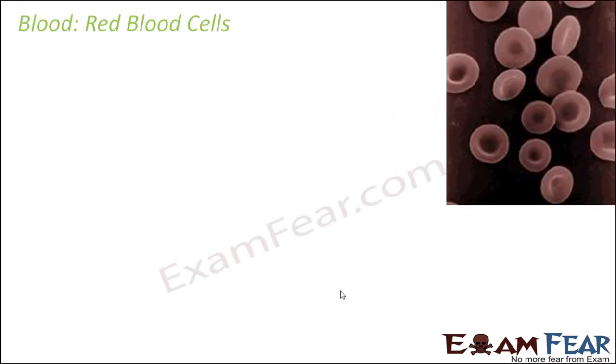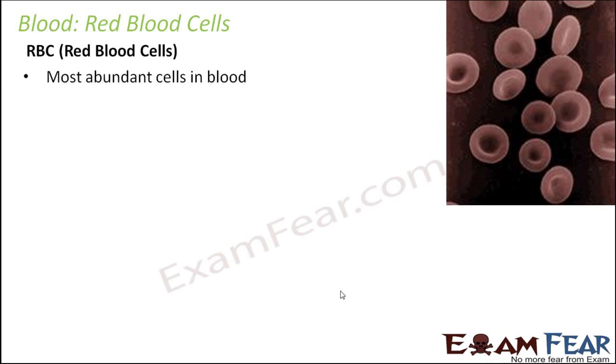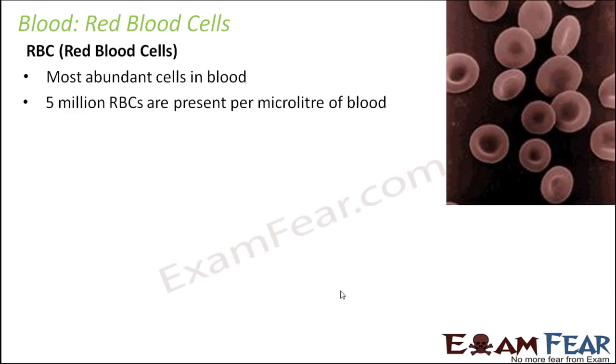Okay, so with this, let us now talk about the next component of blood, that is the red blood cells or the erythrocytes or RBCs, whatever you call them. These are the most abundant cells in the blood. They are present in huge number. Quantity wise they are huge. Almost 5 million RBCs are present in 1 microliter of blood. Just imagine 1 microliter, that is almost 10 to the power minus 6 liters. That much quantity of blood will have 5 million RBCs. So just look at their abundance.